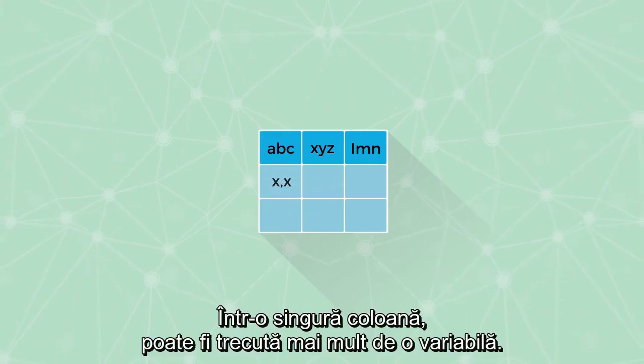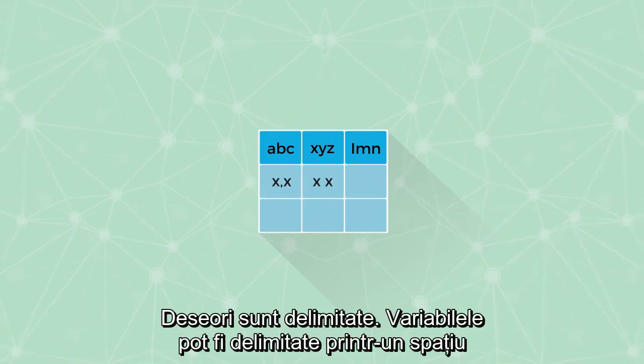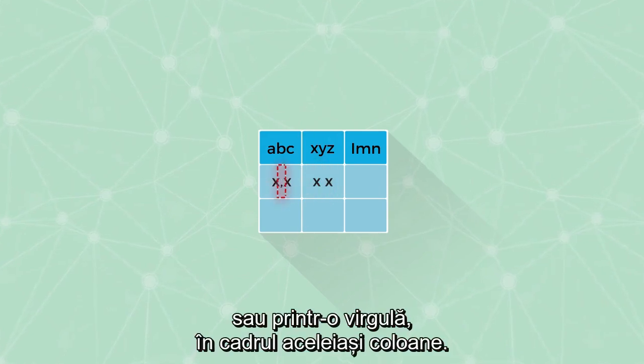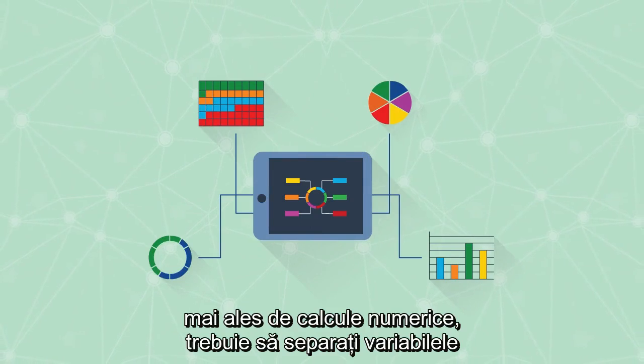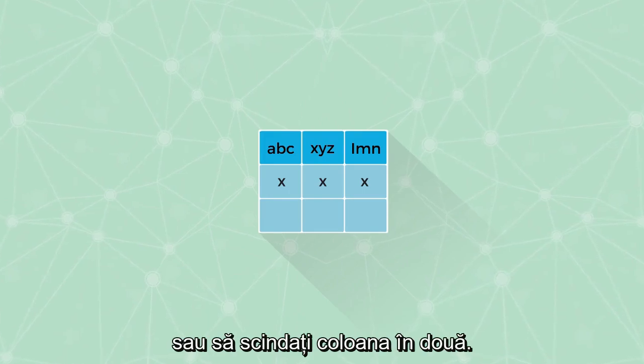There may be more than one variable stored in a single column. Quite often it's delimited, or you might have one value, a space, and another value, or they could be comma separated within a single column. So before you start doing any sort of analysis on it, especially any type of numeric computations, you need to separate that single column or split it into two columns.